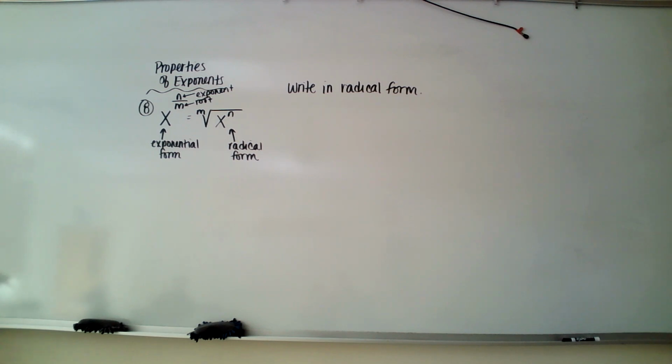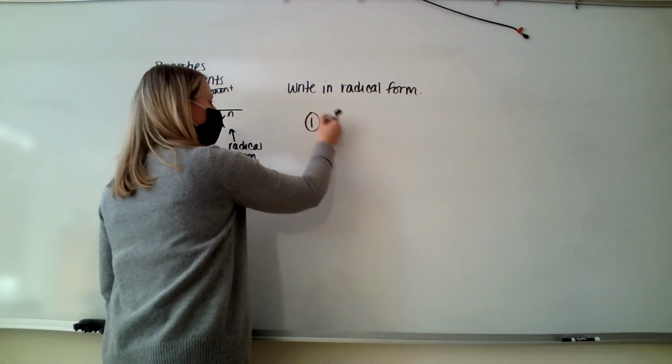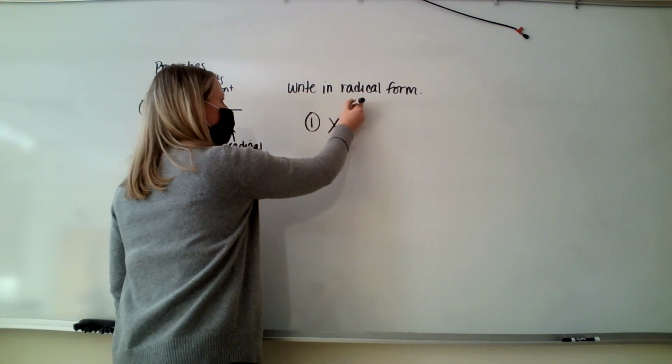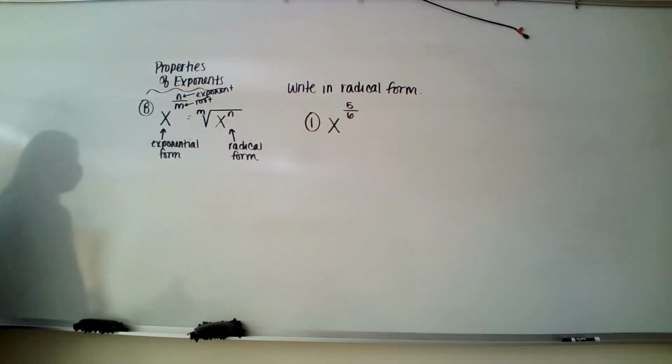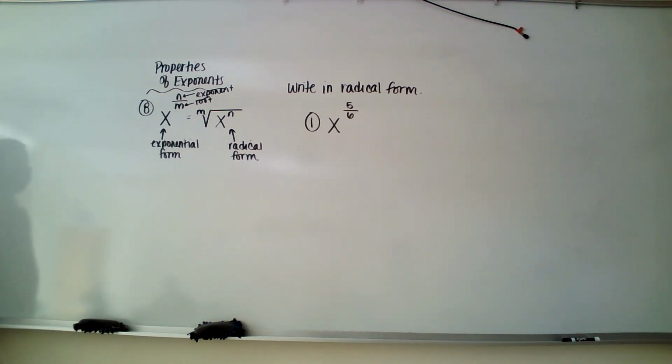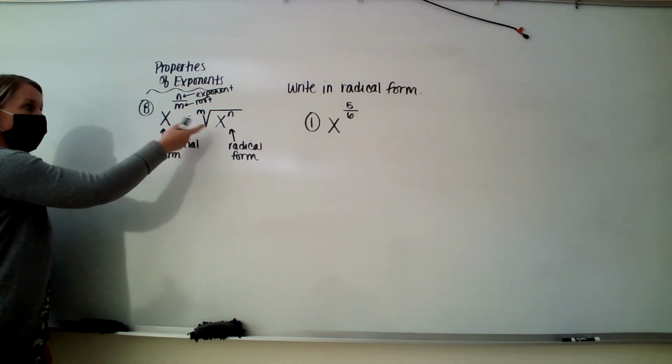So write in radical form. If I said I had x to the 5/6. So we're starting basic just to get used to it, because this one is a little bit different. And that always sometimes scares me. So it's really just getting used to going from one of these forms to the other, and we'll go backwards in a second.